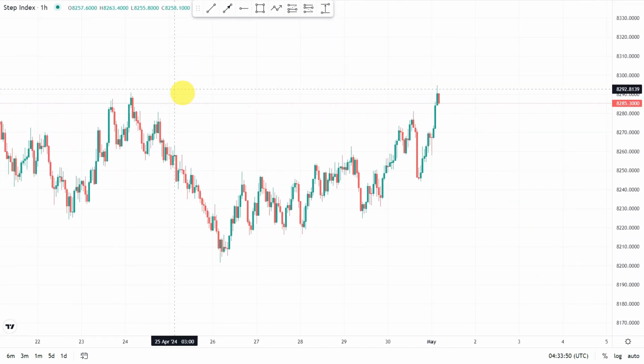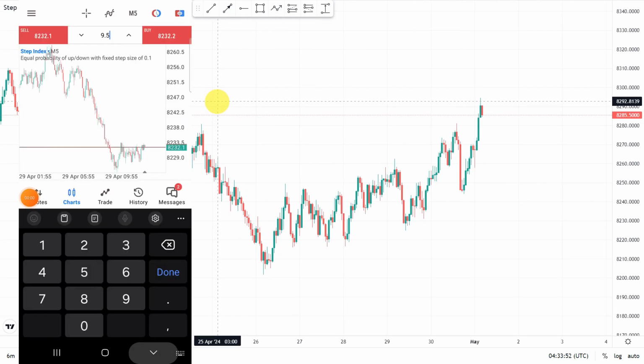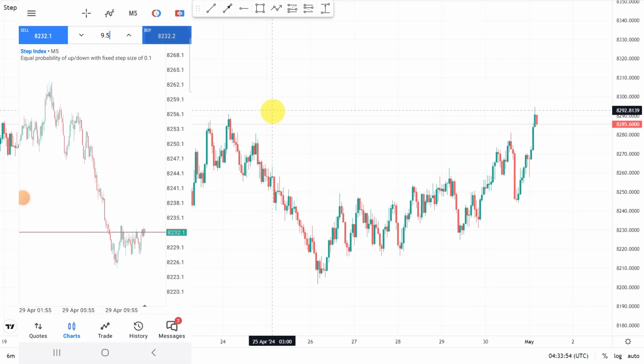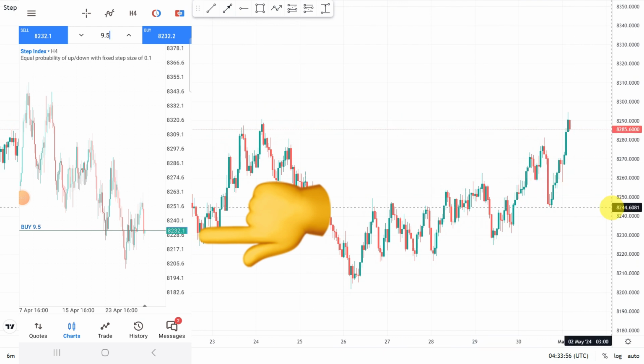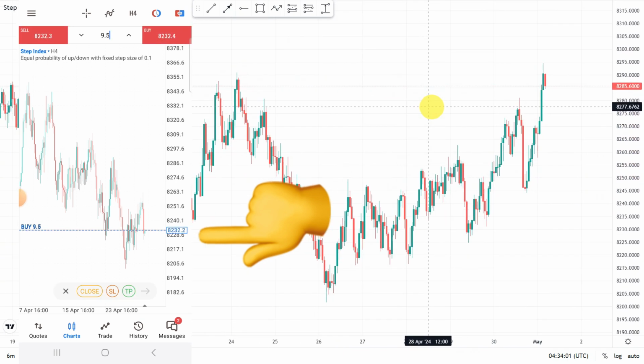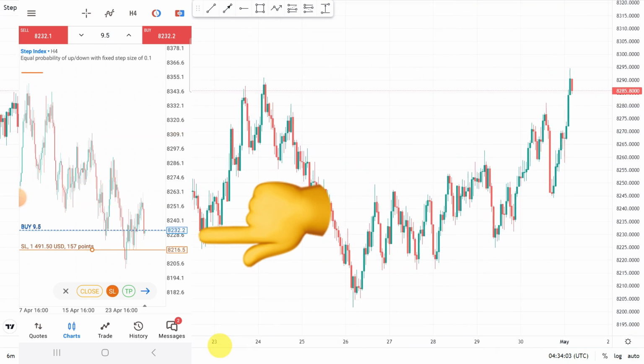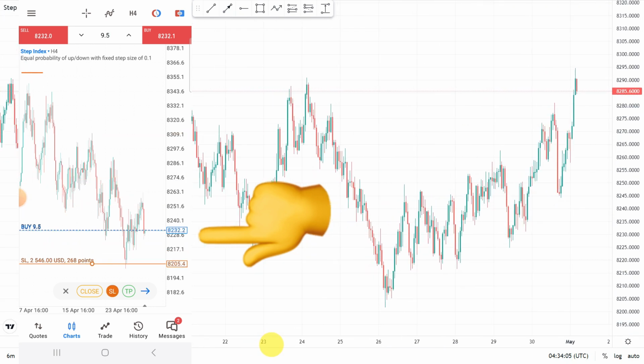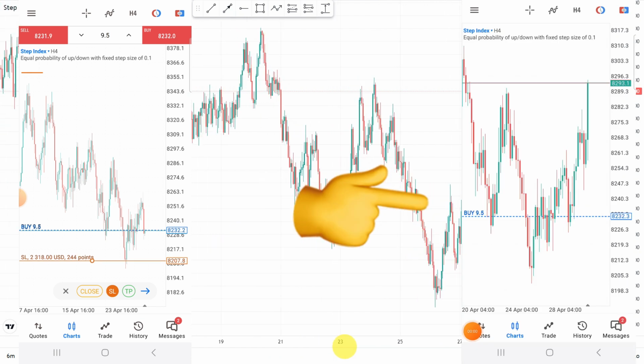So earlier today we did take this buy trade on step index, with my fellow traders in my Telegram group, whose link can be found in the description below. And as you can see, soon after we took this trade, just how beautifully the trade went into our direction.